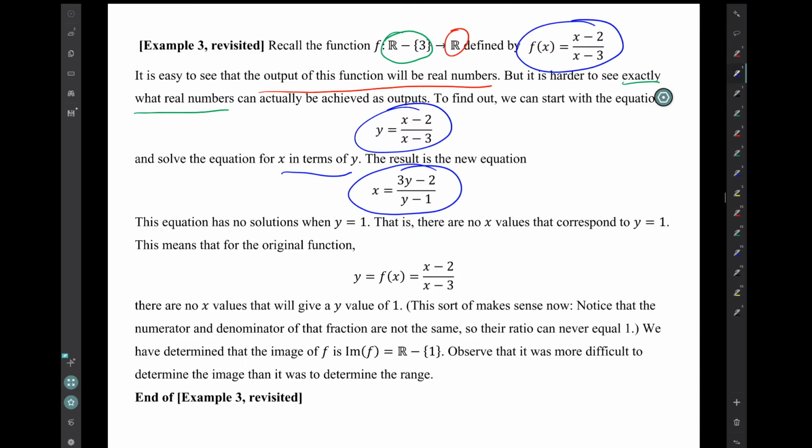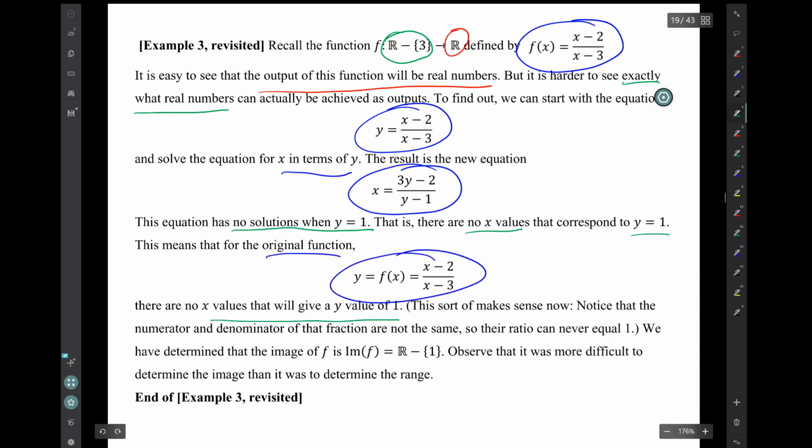Now this equation has no solutions when y is equal to 1. That is, there are no x values that correspond to y equals 1. Well, that means that for the original function, there are no x values that will give a y value of 1.